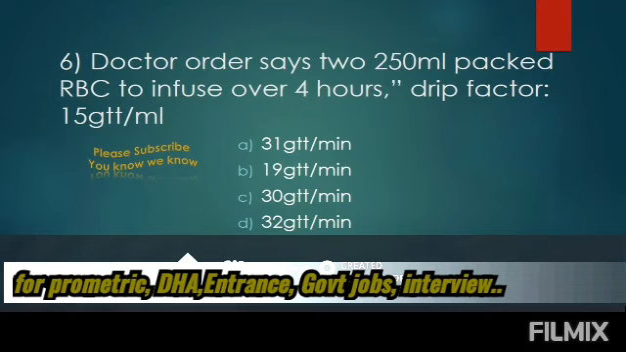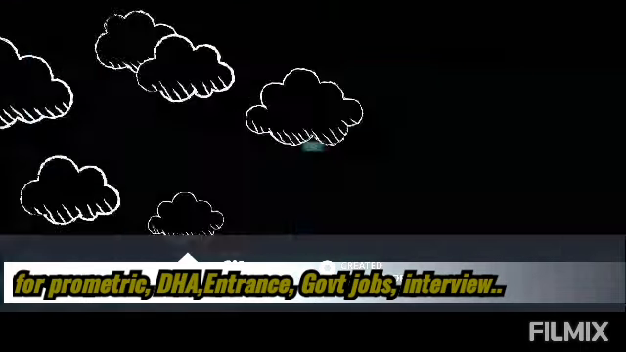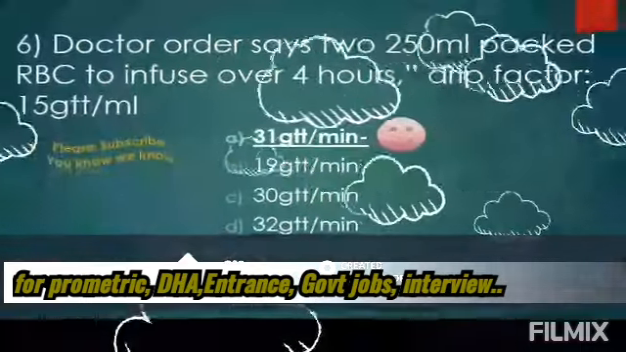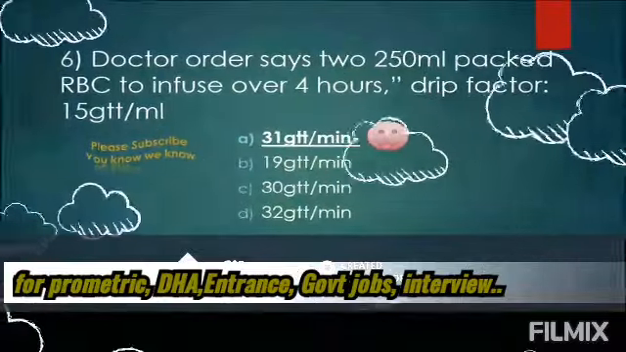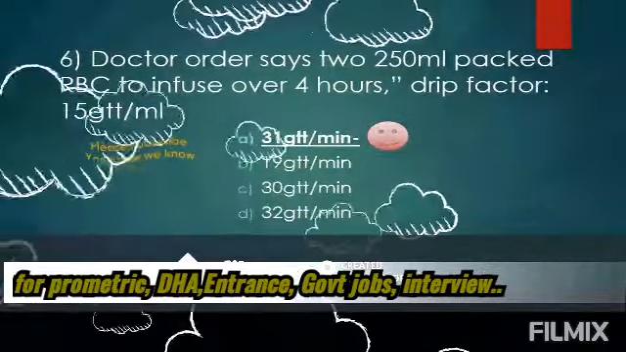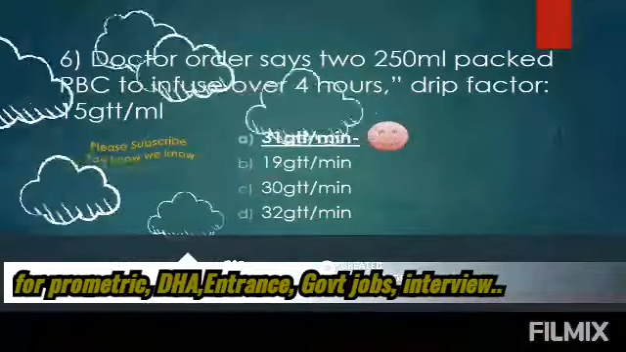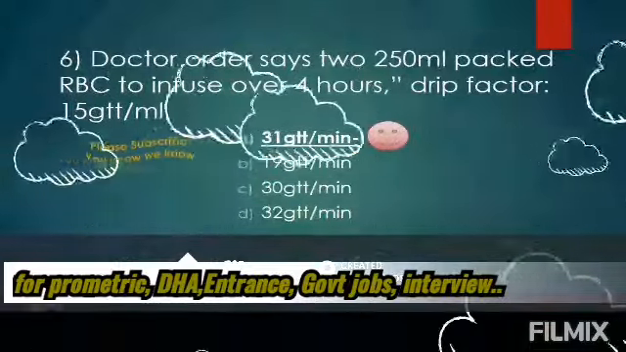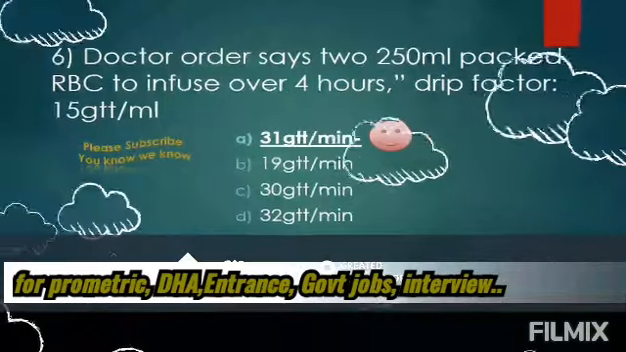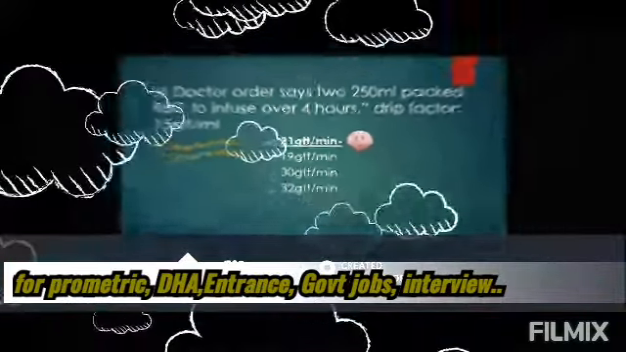So hopefully, because it is a tricky question, right? Boom, here is your correct answer. Doctor order says 2, that is 500 ml packed RBC to infuse over 4 hours, and we get it as 31 GTT per minute.